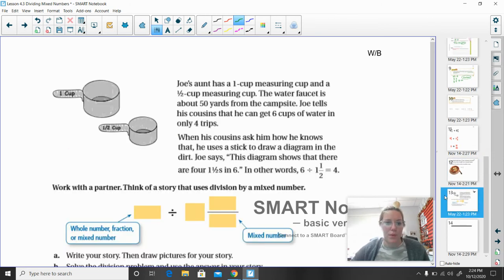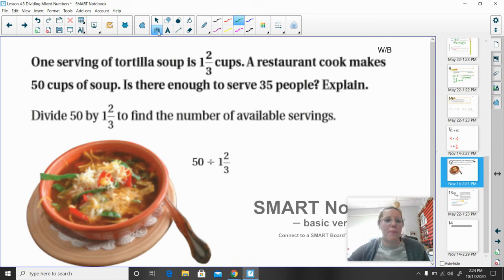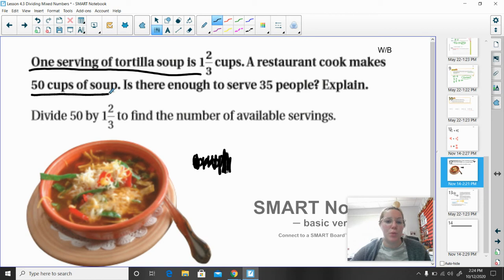this problem. Okay, so in this problem, we're looking here. 1 serving of tortilla soup is 1 2/3 cups. A restaurant cook makes 50 cups of soup. Is there enough to serve 35 people? Explain. So what we're going to do is divide 50 by 1 2/3 to find the number of available servings.